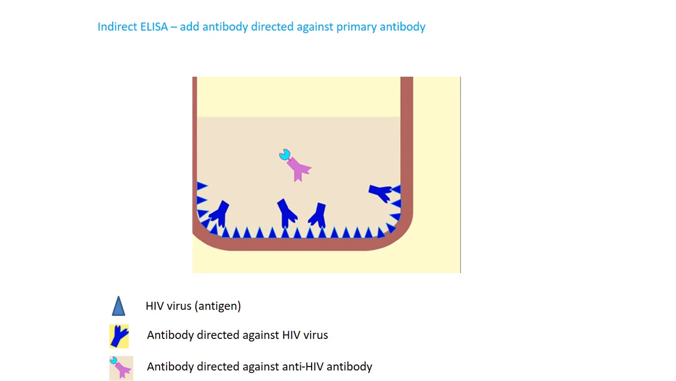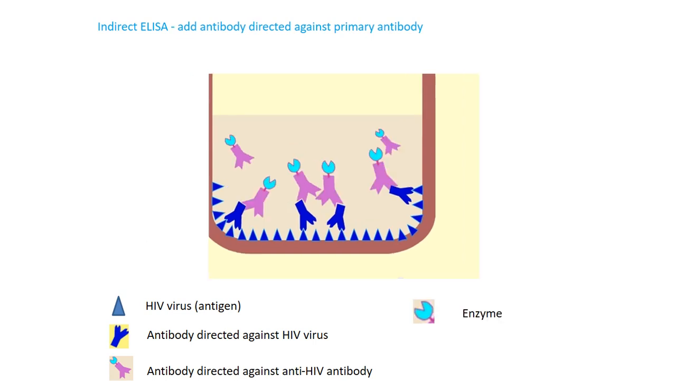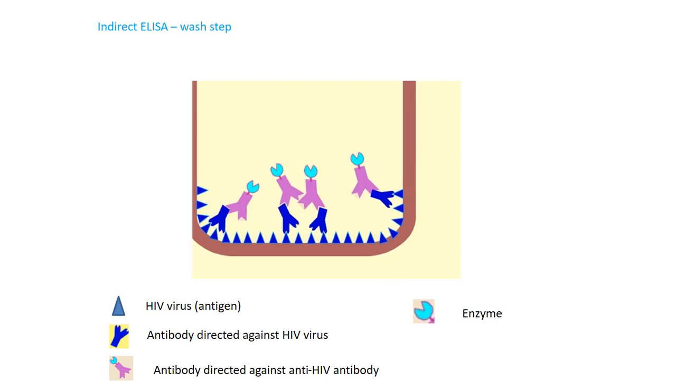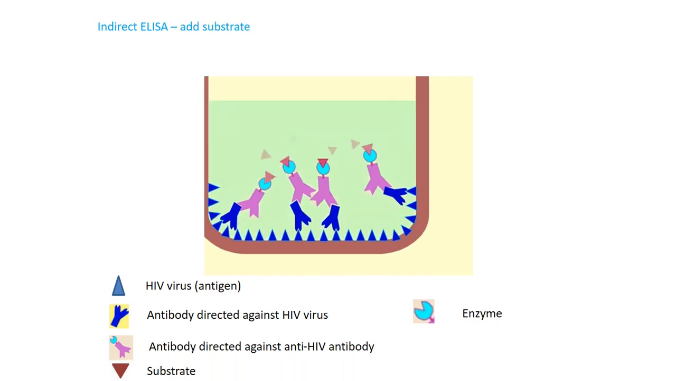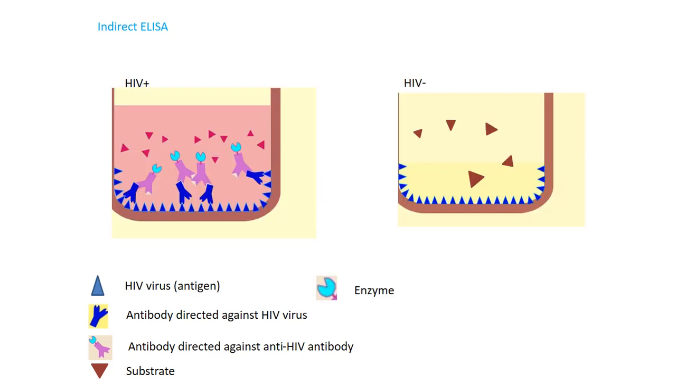So we then add a secondary antibody. Okay, and the secondary antibody is targeted towards the Fc region of the target antibody. When it binds, you get the secondary antibody binding to the antibody target, and excess unbound secondary antibody is washed off. What we then do is add substrate, and substrate reacts with the enzyme and causes a colour change.